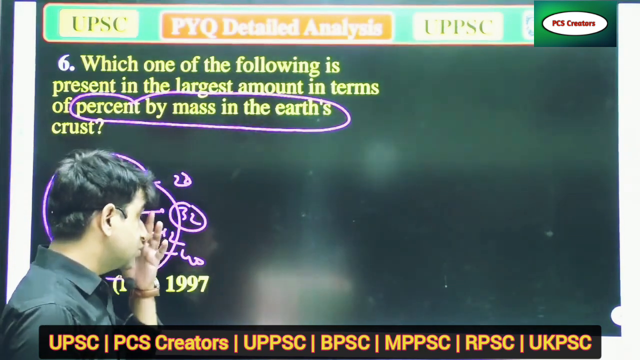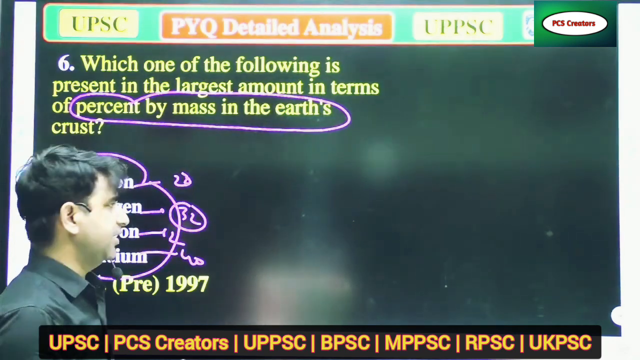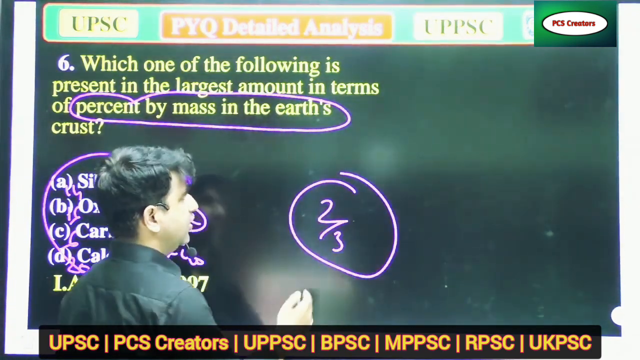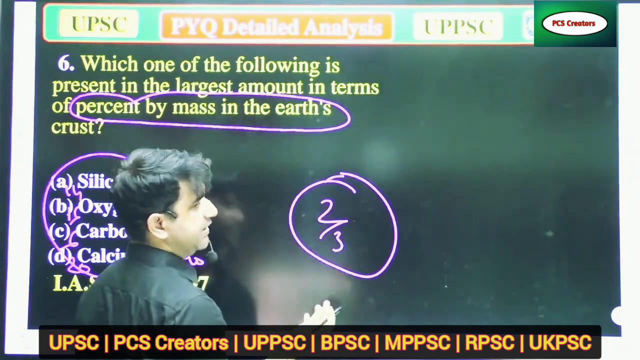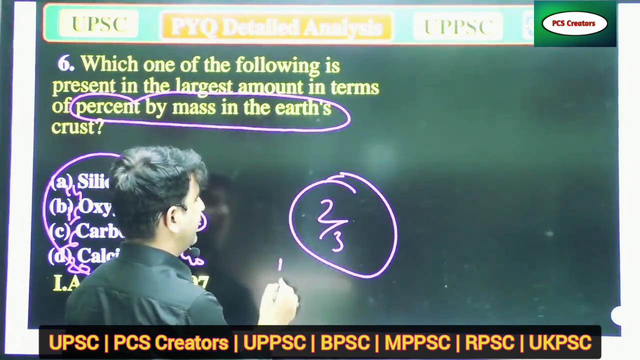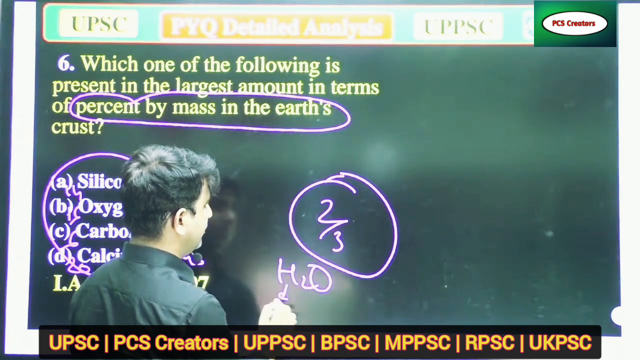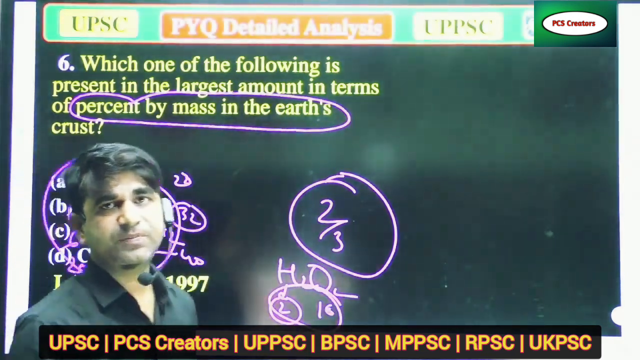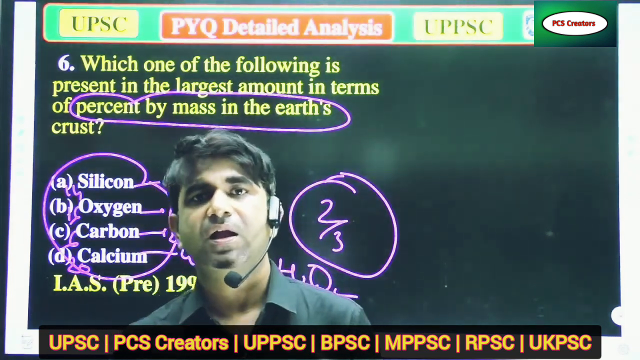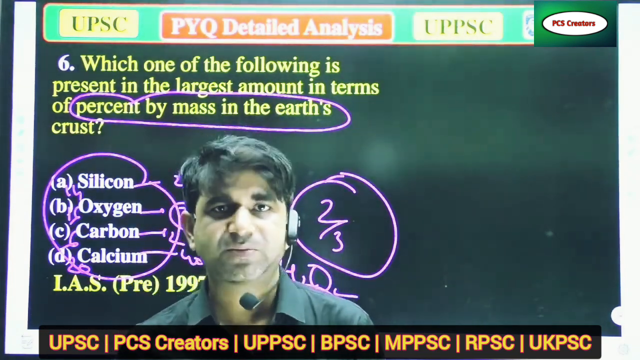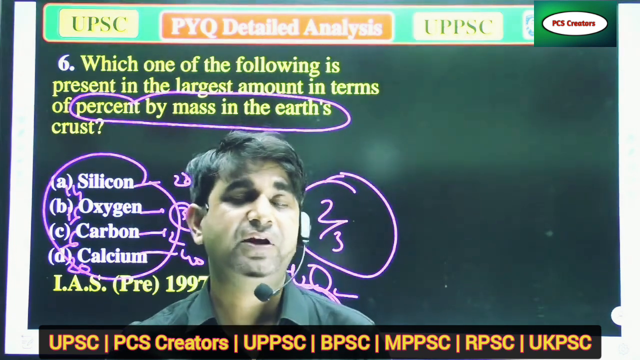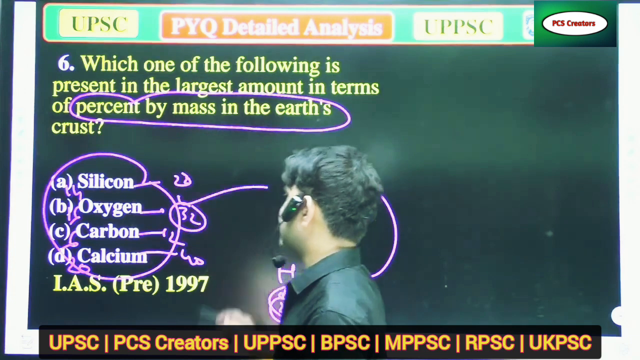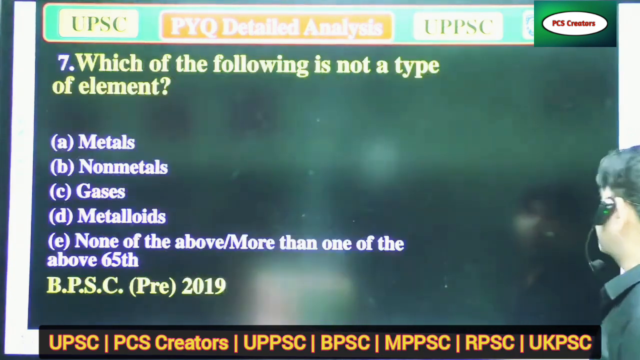percentage of elements, we know that two-thirds of the earth surface is covered with water. The formula of water is H2O, with hydrogen 2 and oxygen 16. So we can say that oxygen is found in the maximum amount on earth, on the basis of mass. So option B will be the correct answer. Now we'll move to the next question.